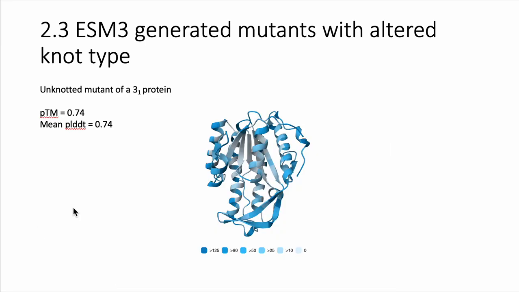Another task that we got interested in was trying to see if we could generate a protein mutant, where we put in a wild-type protein that is already knotted. And again, we were able to show that the unknotted variant of a trefoil protein turned out to be of sufficient quality. And here the color coding shows the SASA of the protein.